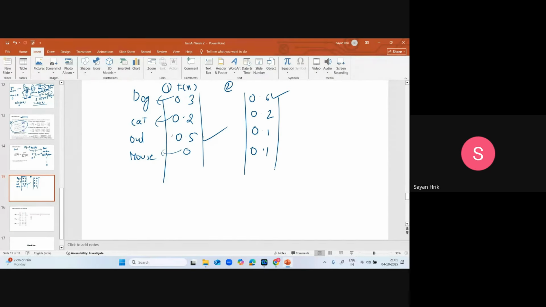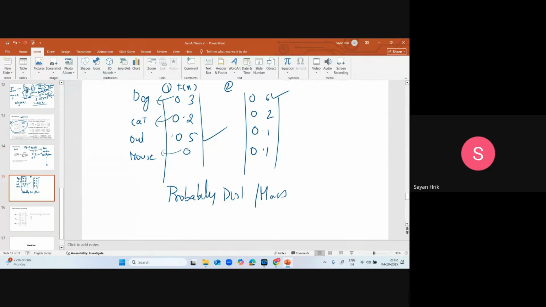So if you see this and if you see this, can you give me a statistical name for this? Have you seen something like this in statistics? What is this called? Probability distribution, or it is also called probability mass function, PMF. Yes.